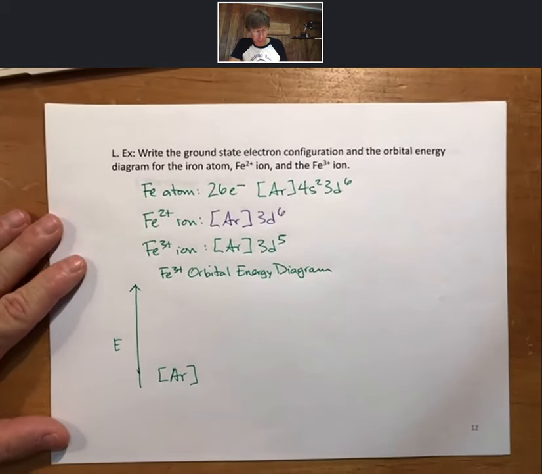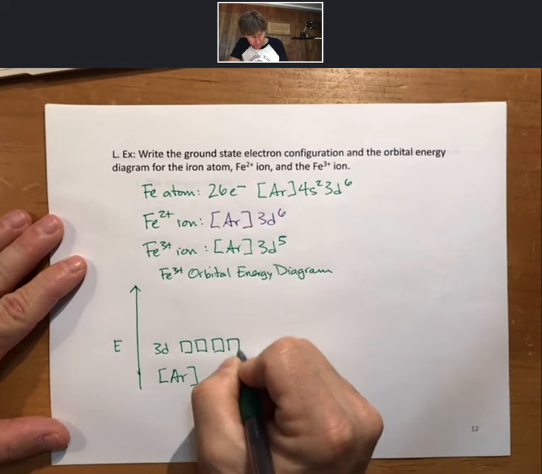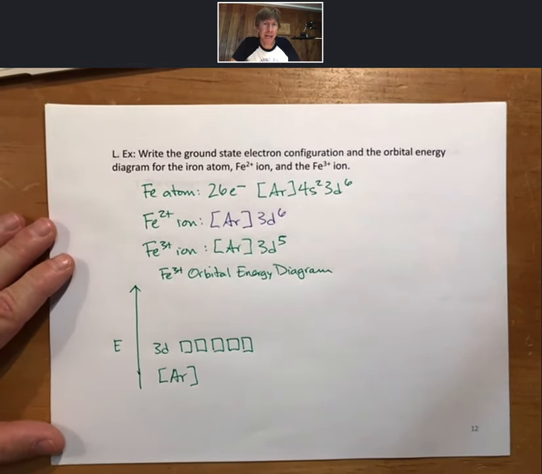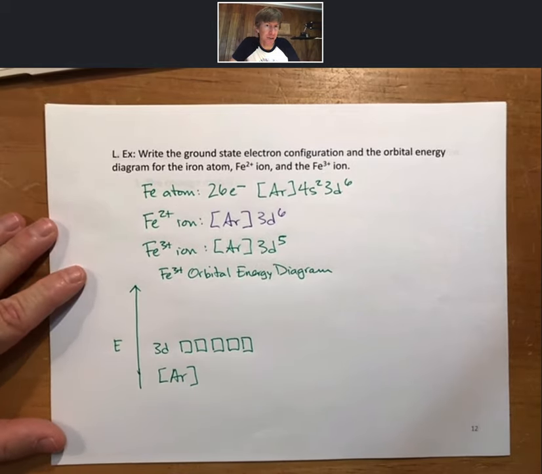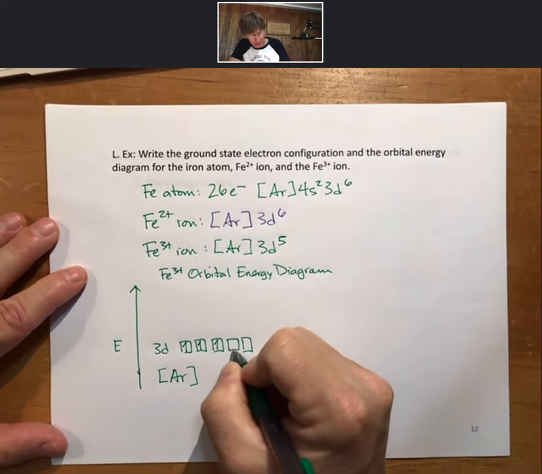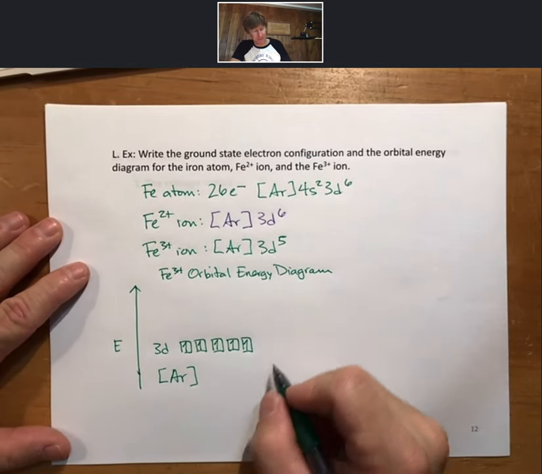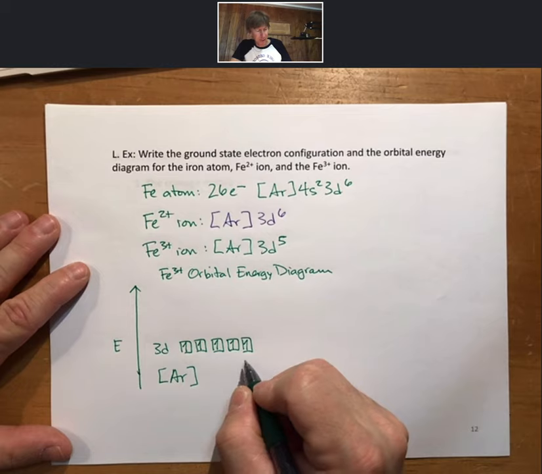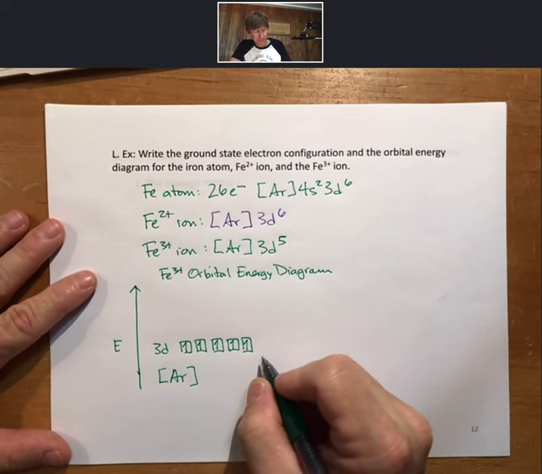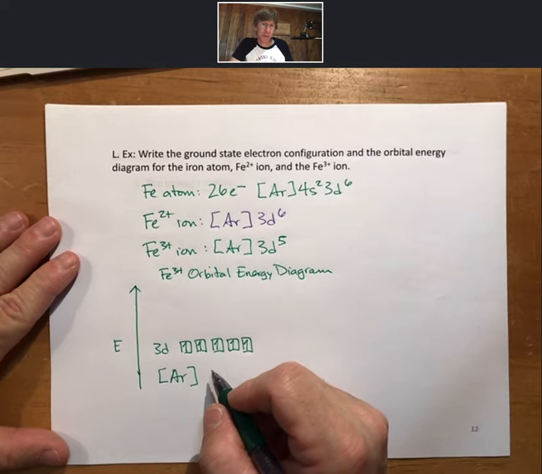The next level will be 3D. 3D has 5 orbitals. It has 5 electrons. Remember, we put 1 electron in each one before we pair any, and there are no paired electrons. There are 5 unpaired electrons. 5 unpaired electrons is what iron 3 plus has.